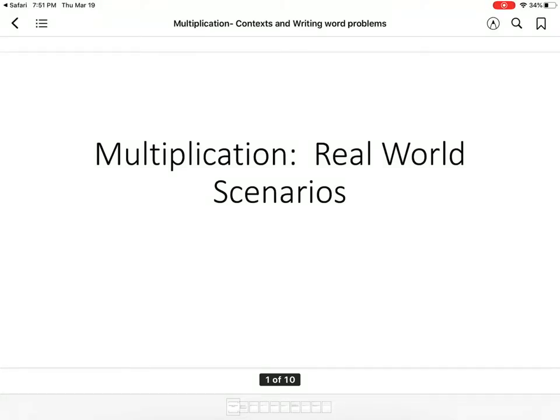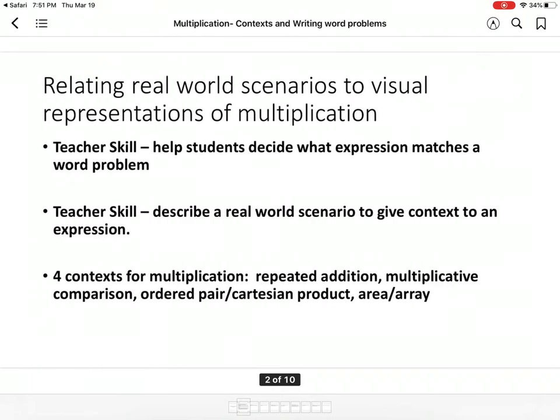We're going to talk about whole number multiplication in real-world scenarios. You're going to use your knowledge of how to visually represent multiplication problems to both solve and set up new word problems. These are such important teacher skills to have.